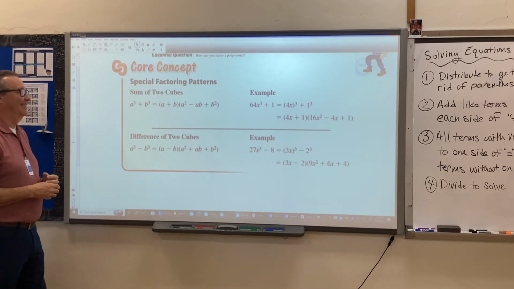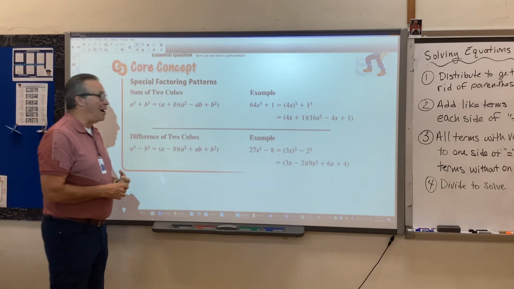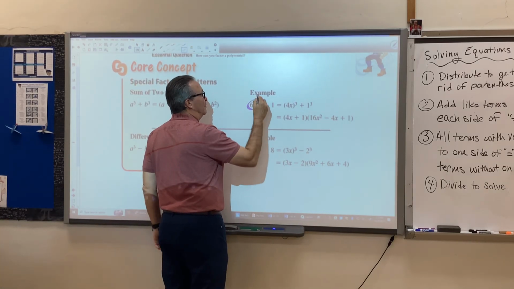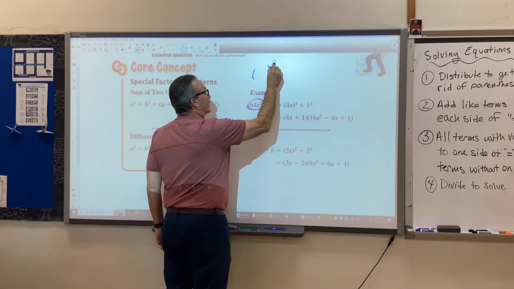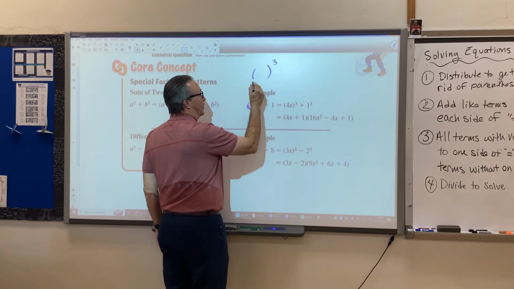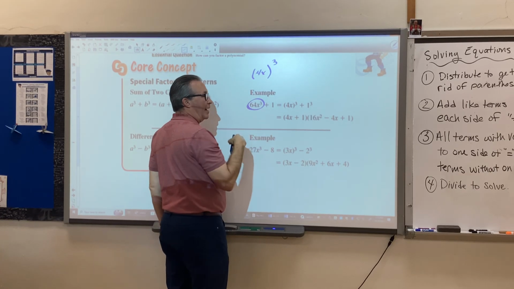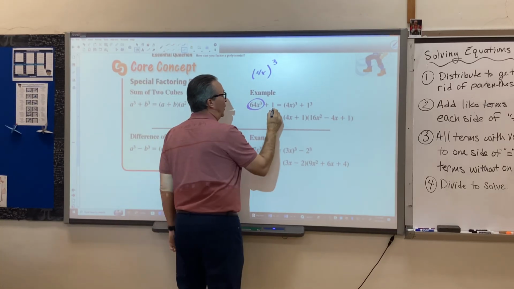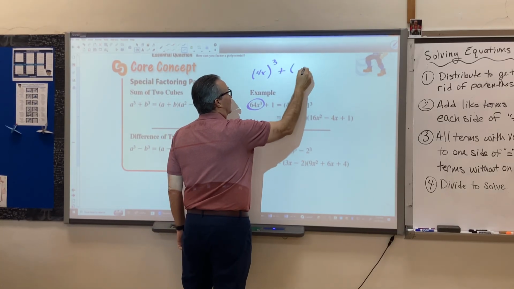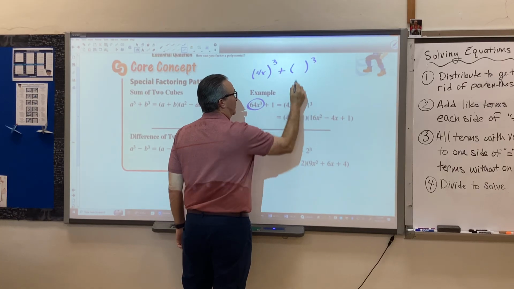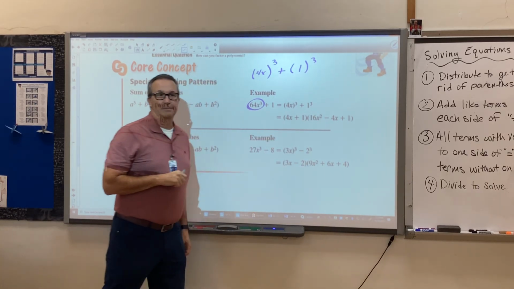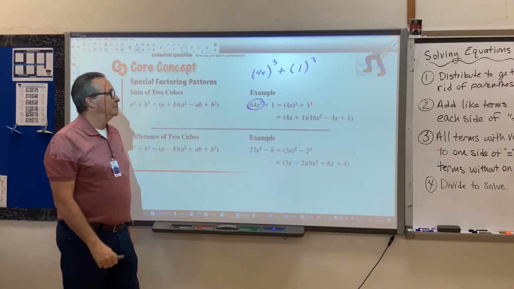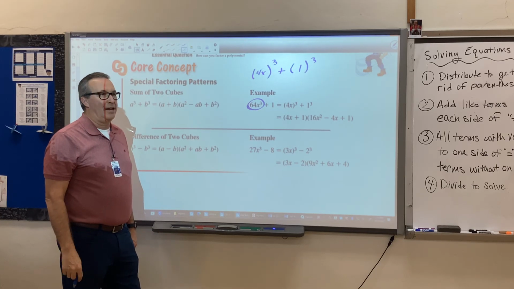If it's a sum of cubes, the trick is you have to figure out what's cubed to get 64x to the 3rd, and then it's 4x. 4x times 4x times 4x is 64x cubed. And for 1, 1 cubed gives you 1. 1 times 1 times 1 is 1, obviously. And then you factor.